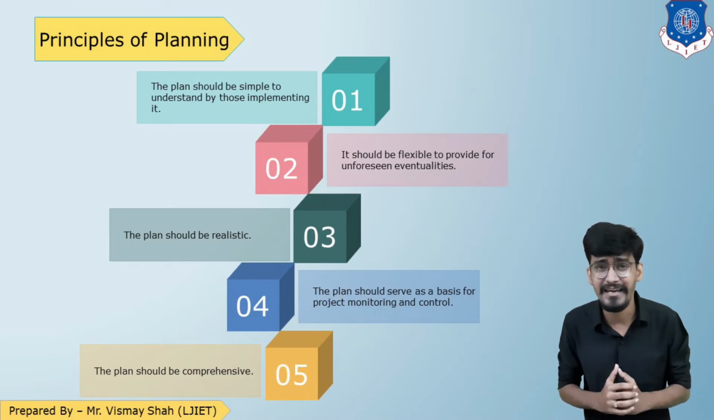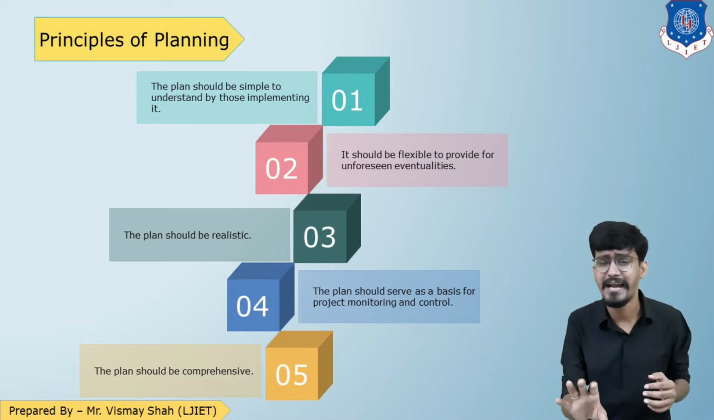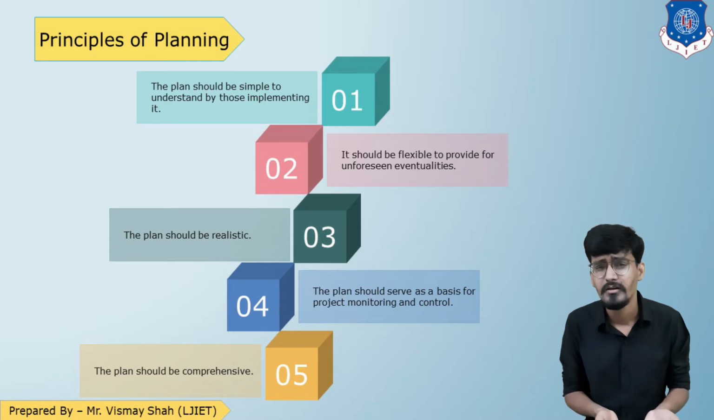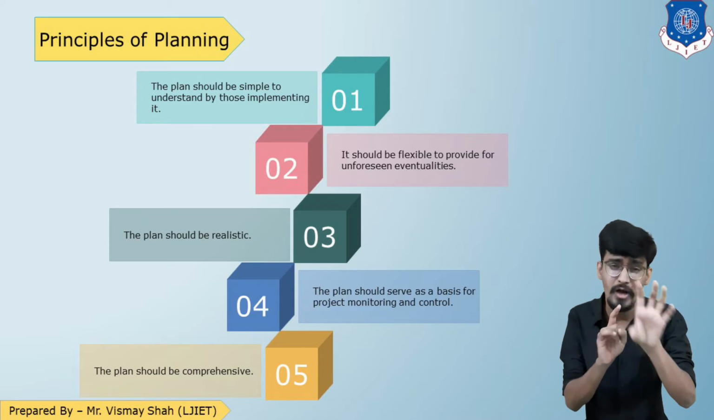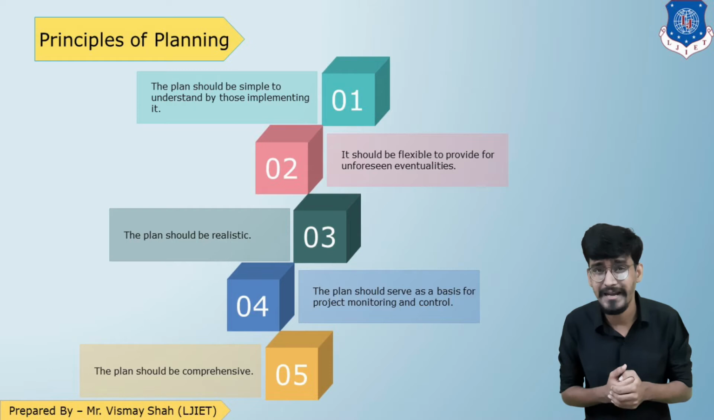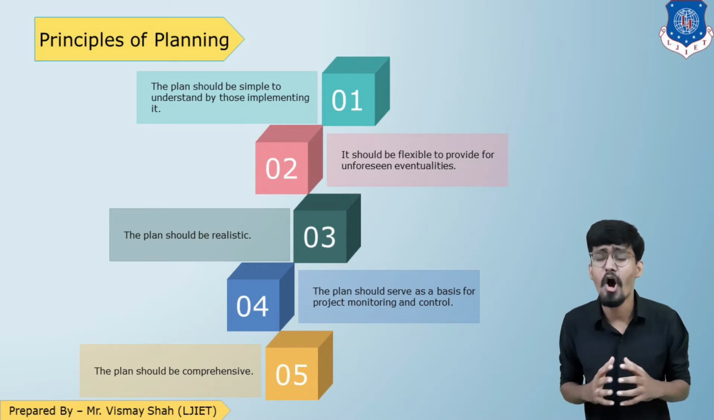The next principle is the plan should serve as the basis for project monitoring and control. It is obvious that when the actual site work goes on, you have to measure whether things are going according to the plan or not. So your planning is a benchmark. You are comparing what you have planned with what is actually happening. So your plan should be like that. And the last principle is the plan should be comprehensive. So these all are the principles of planning.